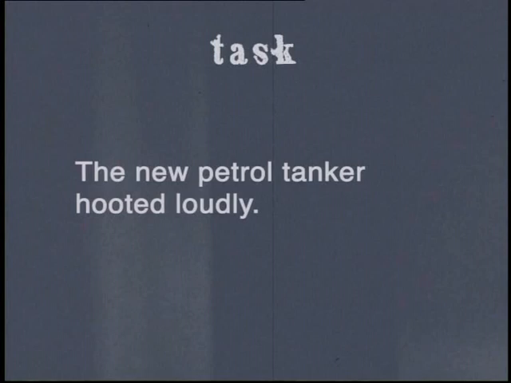Identify the finite verb, adjective, and adverb in the following sentence. The new petrol tanker hooted loudly. Parts of speech are extremely important, and if you use them correctly, they will really help you to express yourself more clearly. There are some other aspects of grammar which will help you too.